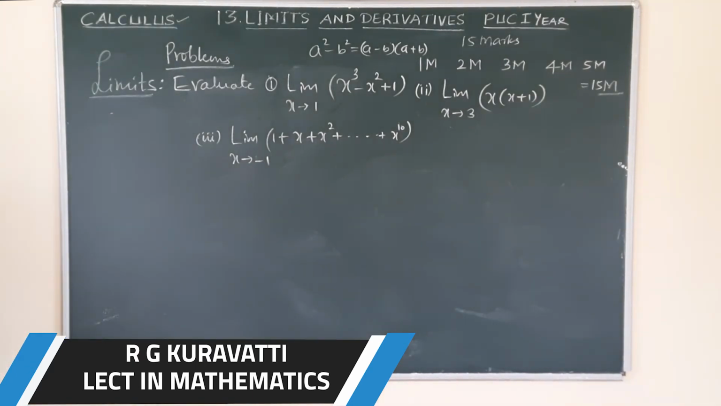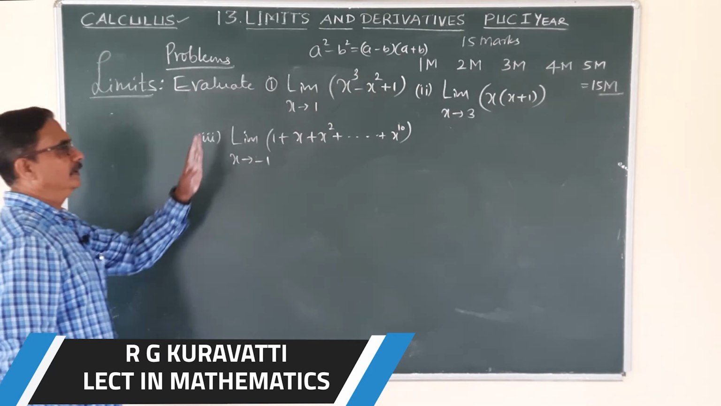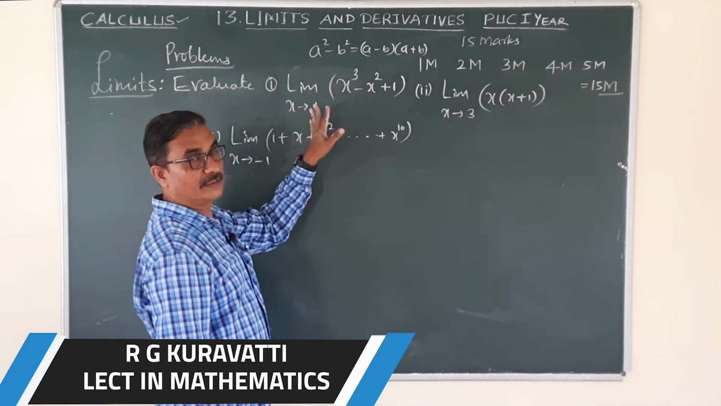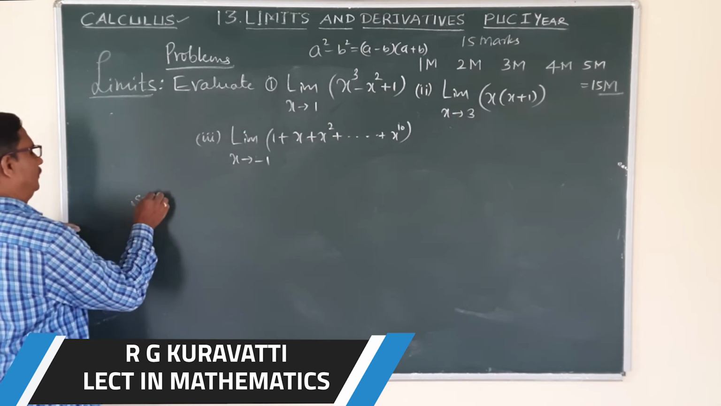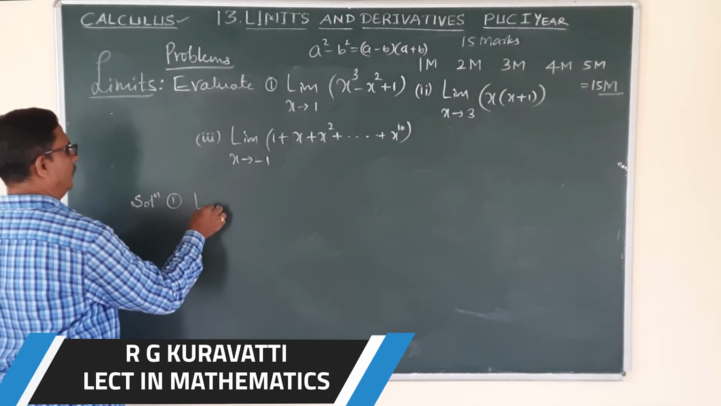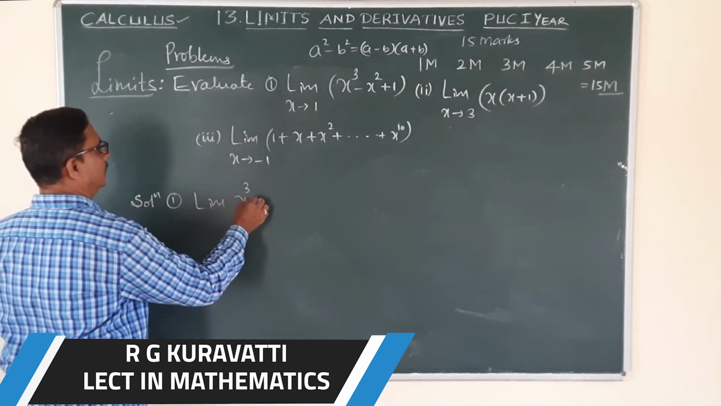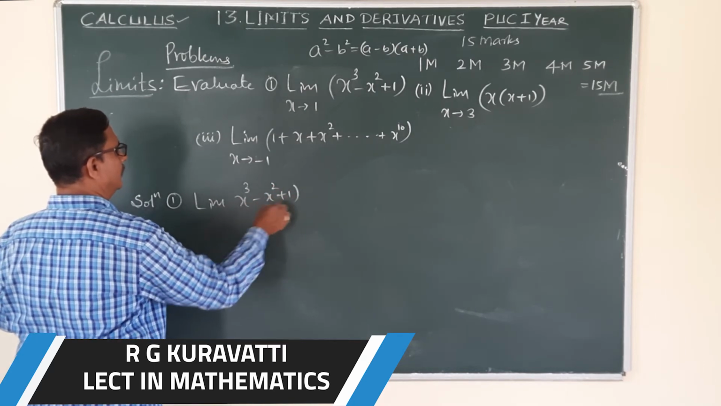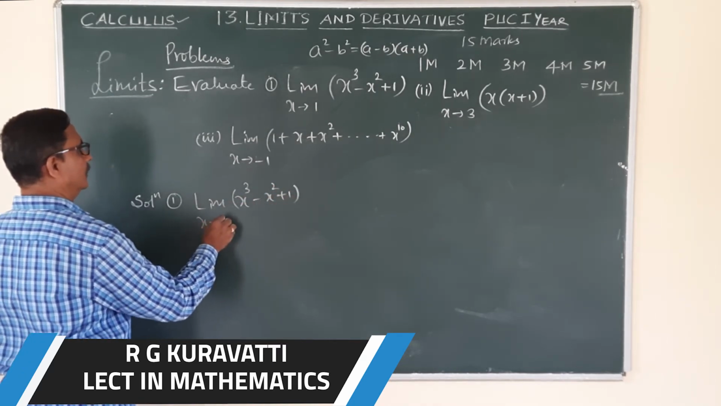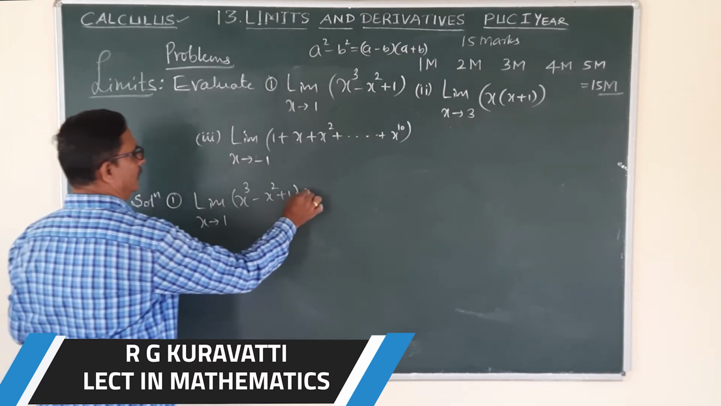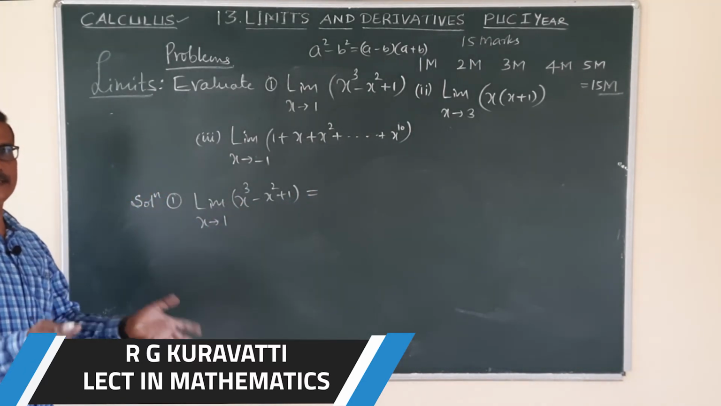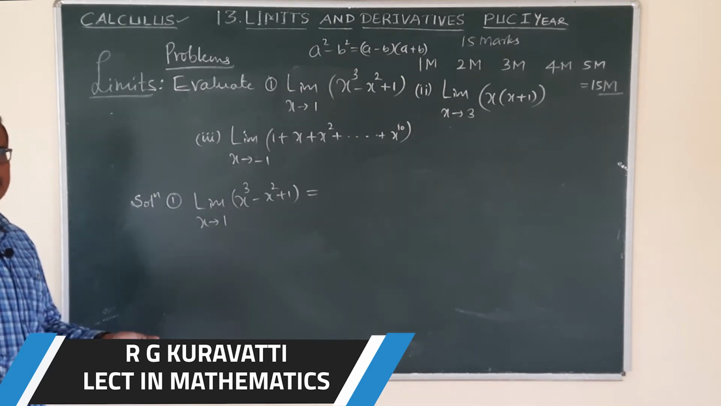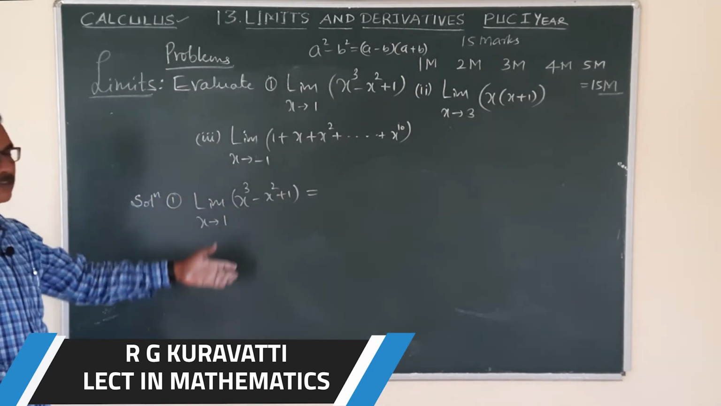Very fast. Definition of limit, you know. The value of the given function as x approaches a should be a finite value. Now, first one, a very simple problem. The limit of x cube minus x squared plus 1 as x approaches 1. Check it, put x equal to 1. Is it finite or infinite? If it is finite, that is the final answer. If it is not finite, if it is infinite, go on and simplify.